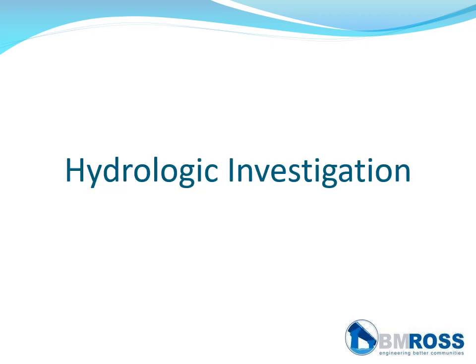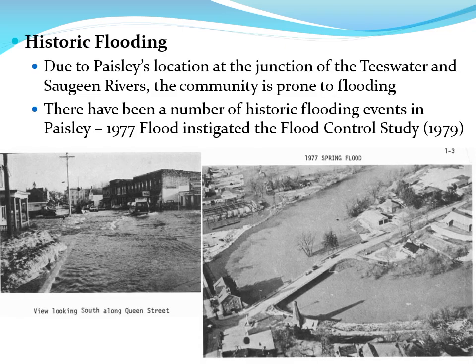I'll talk now a little bit about the hydrology investigation that we've done for the site. The hydrology is the study of flow through the bridges and in the area of the bridges. So last time, back in September, we talked a bit about the history of flooding in the area, and we've reviewed the historic flooding events, the 1977 flood and the flooding control study in 1979. That eventually led to the construction of the dikes.